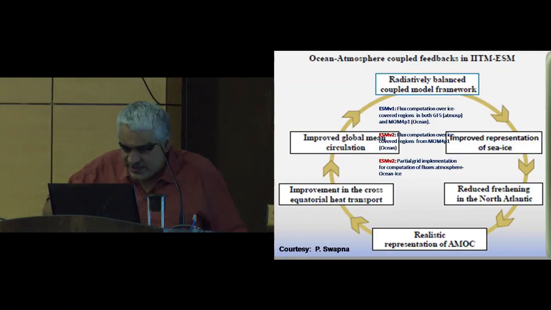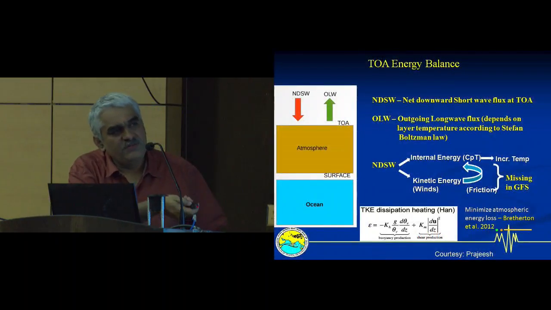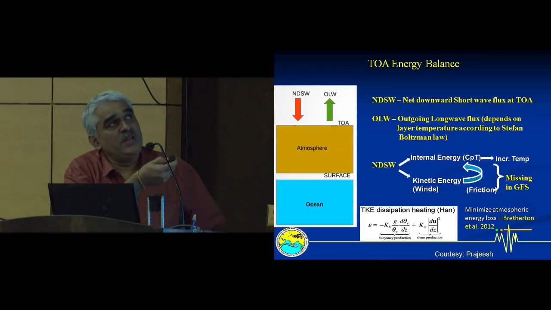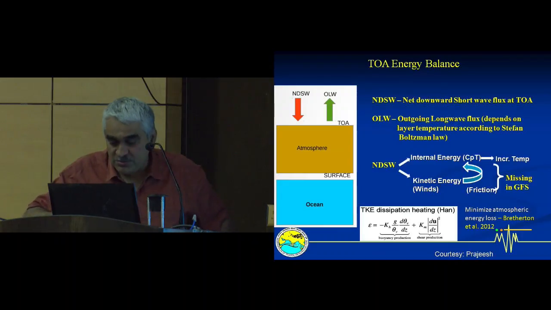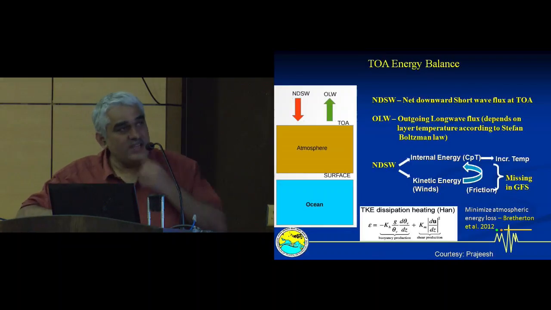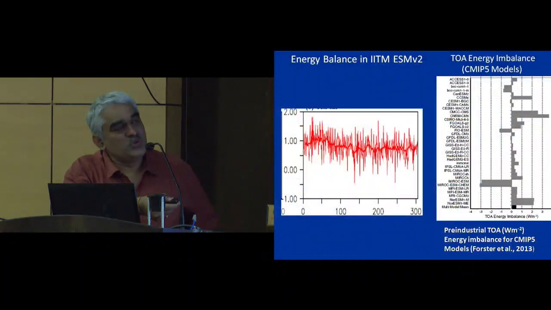And in addition to correcting these fluxes, one of our young colleagues, Mr. Prajesh, visited NCEP. At that time, one of the issues for addressing the energy imbalance was the work done by Brotherton et al., where the energy that is input into the net downward shortwave flux goes to both the generation of the internal energy of the system as well as the kinetic energy of the winds. But the dissipation effects, the frictional effects of the winds, can also feed back to the internal energy, and that was missing in the GFS. So this scheme was already in place in NCEP, and Prajesh managed to get it into our ESM, and that also contributed to bringing down the radiation imbalance by almost 3 watts per meter squared.